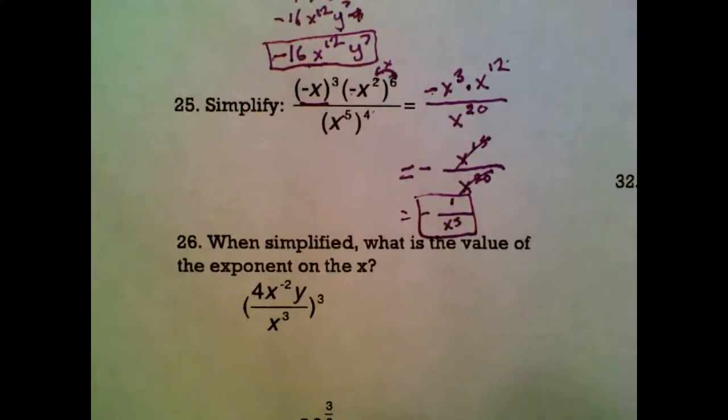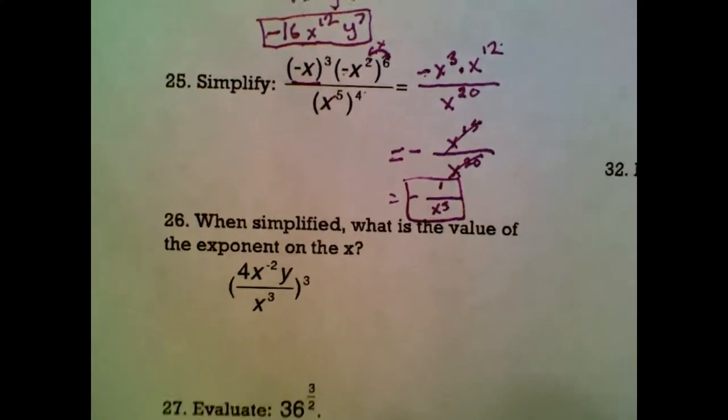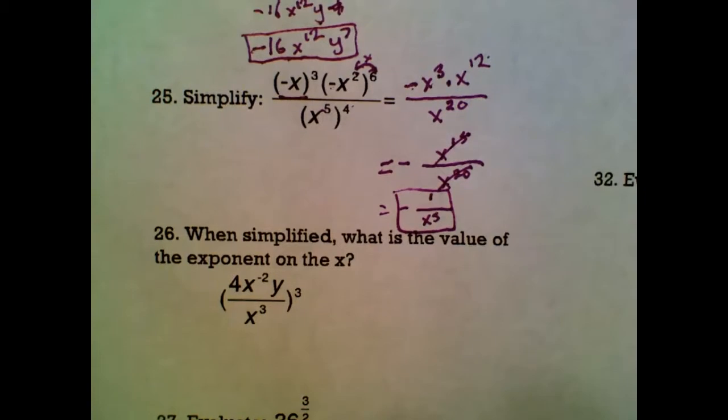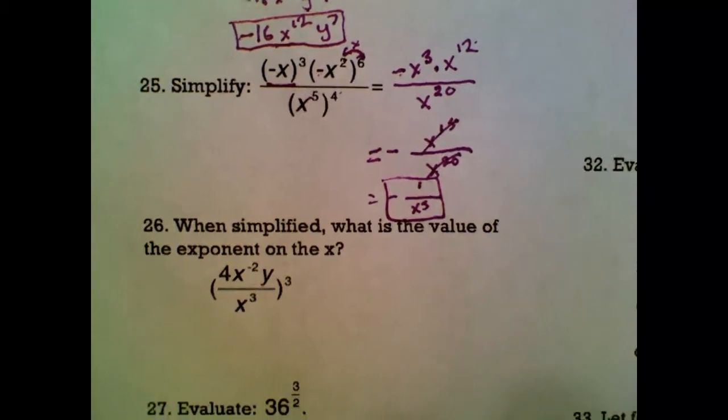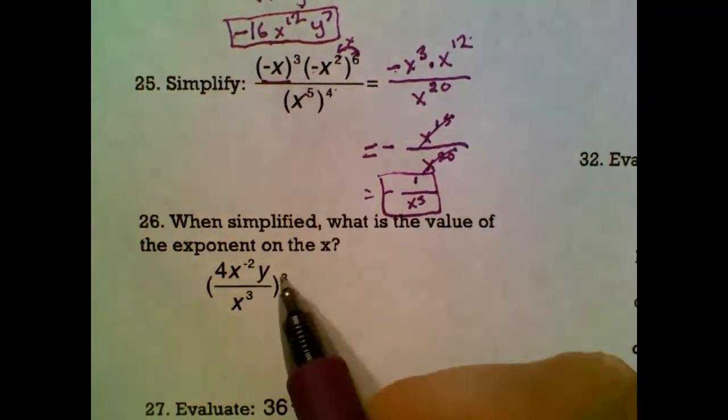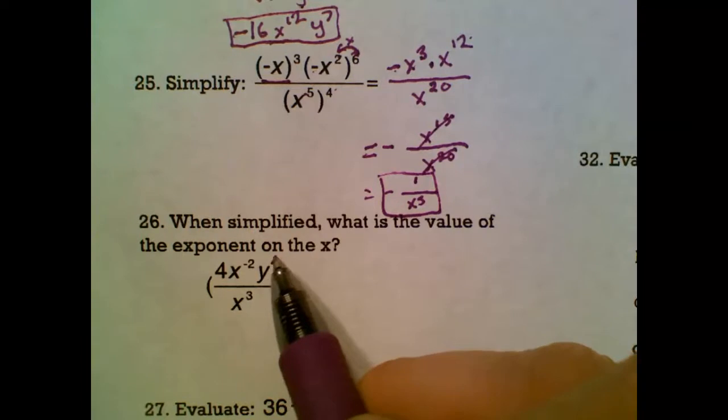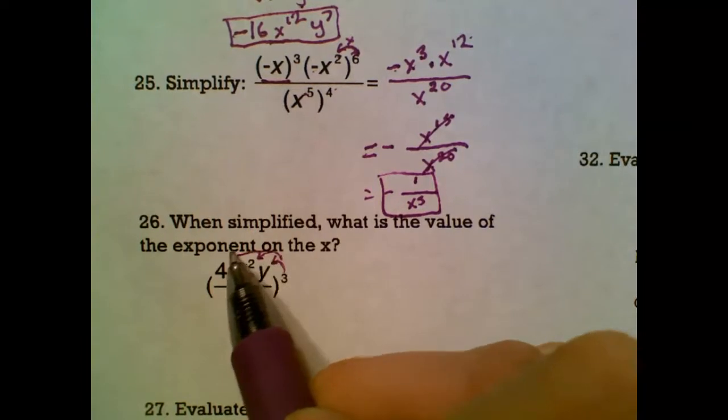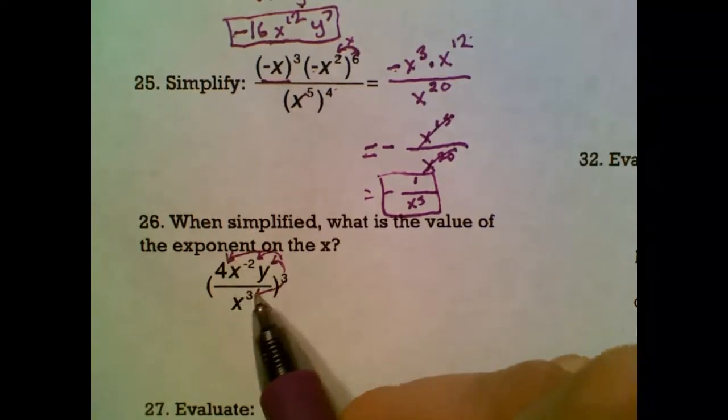Okay, moving on to number 26. It says, in simplified form, what is the value of the exponent on the x? So we just want to figure out what's the value of the exponent of x. Okay, we can do that. So first we're going to distribute this 3 into the y there, the negative 2 there, the 1 that you can't see up there, and then this 3 right here.